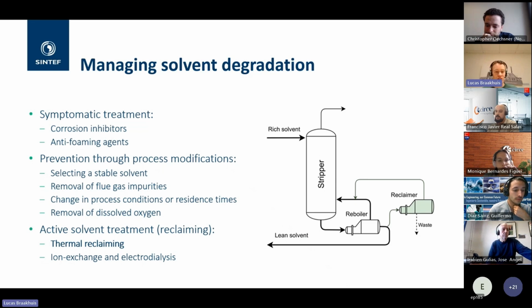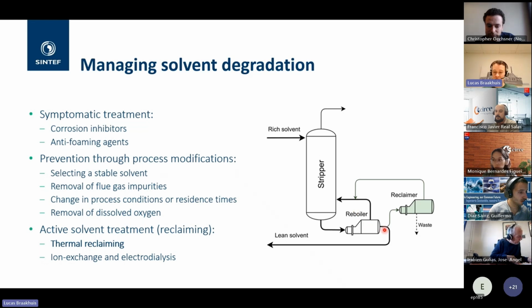Apart from that, there's also active solvent treatment known as reclaiming. And the three main technologies here are thermal reclaiming, ion exchange, and electrodialysis. And I've given the example of thermal reclaiming here on the right.